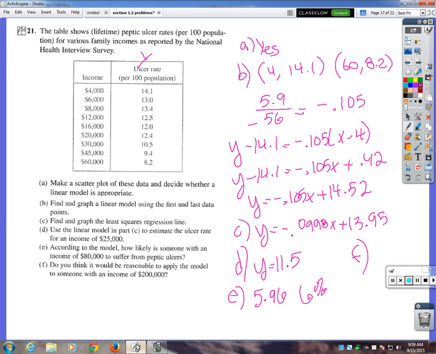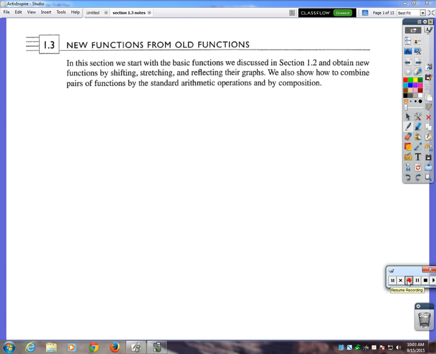We good? That was not spot on. That was really bad. So in this section, we start with the basic functions we discussed in section 1.2 and then create new functions by shifting, stretching, and reflecting in a graph.